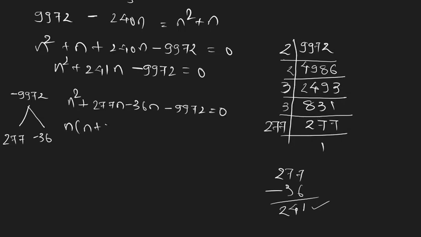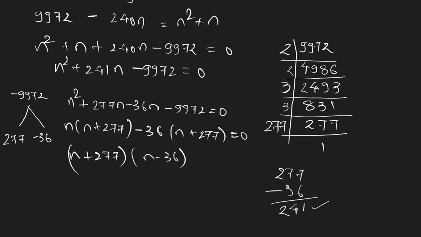n will be common. n plus 277 here, minus 36 will be common, and n plus, so if 36 factor is taken out of 9972, 241 will remain, of course. Splitting the middle term, you've done that in 9th class, not a big deal. Yeah, so n, hey, hello, what is the issue over here? Not 241. What mistake am I making? 36 into 277 is 9972. Okay, so n plus 277 bracket n minus 36 is equal to 0.